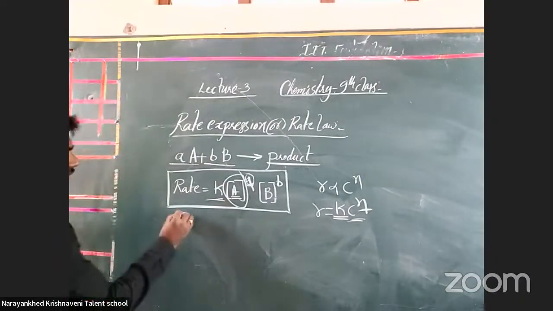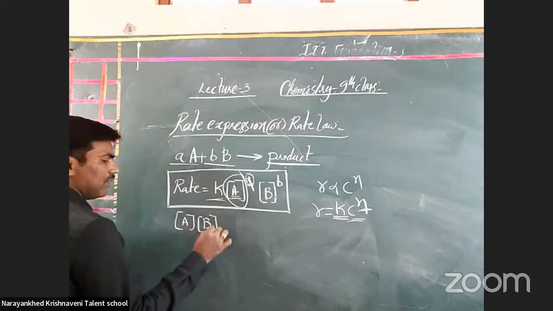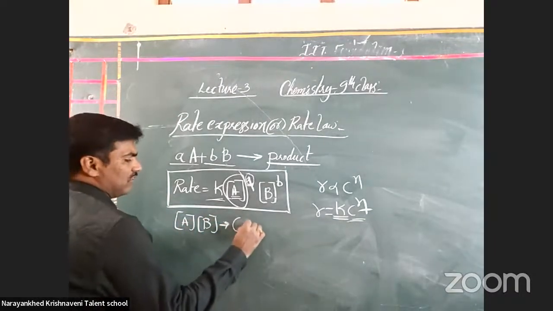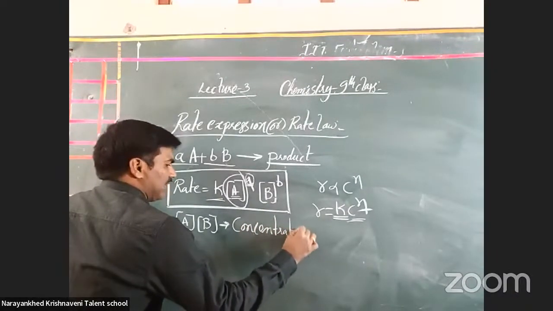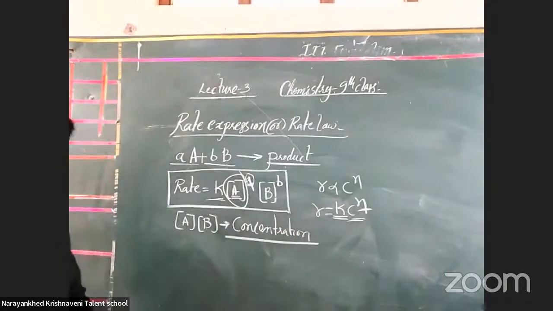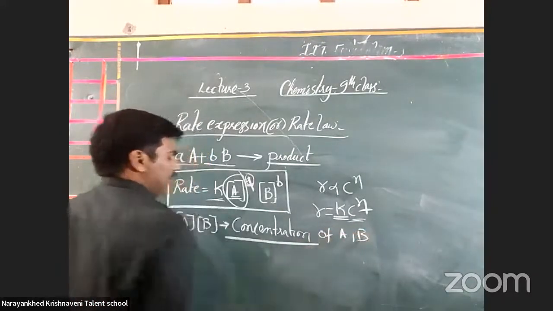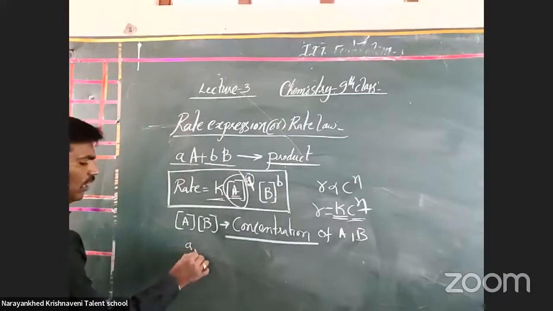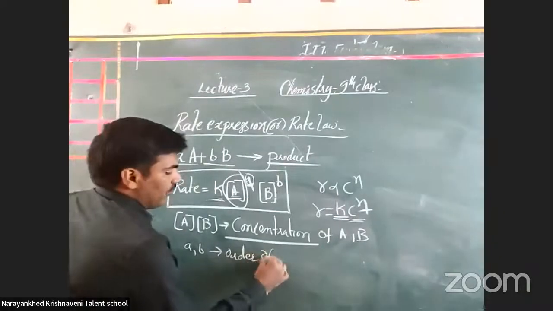These capital A and capital B indicate the concentrations, how much concentration of those reactants. That is what we consider here: the concentration of A as well as B. Okay, clear or not? And small a and b are the orders of reaction.